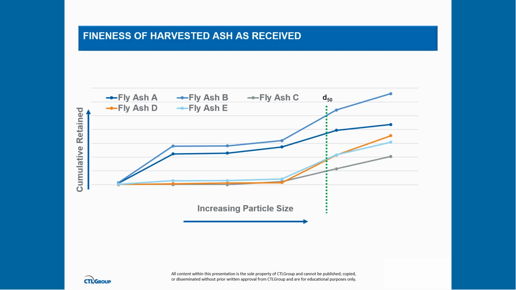So what is shown in this slide is there are different fly ashes, and the fineness for all these ashes are very different. The one on the top is finer, and the one on the bottom is coarser when compared to the one on the top. So what we can infer from this particular slide is that there is a lot of variability in as received ash that we get in lab.